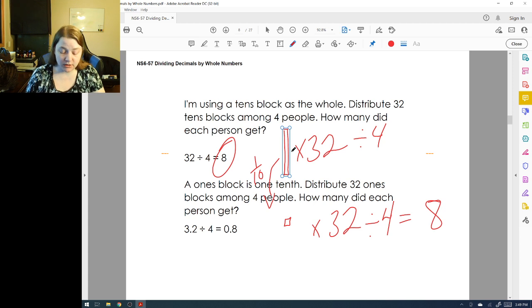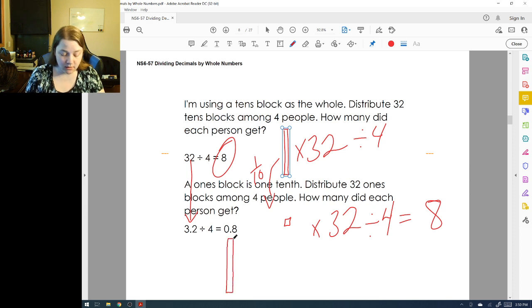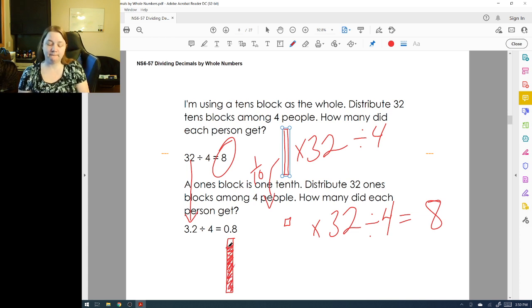So if I have 32 ones blocks, that's the same as saying 3.2 tens blocks, because 32 of these would make 3 whole tens blocks and 2 left over. So instead of having 8 entire tens blocks, people are only going to get 8 single blocks, which means they're only going to have 0.8 of a whole, or they'll only have roughly this much right here.